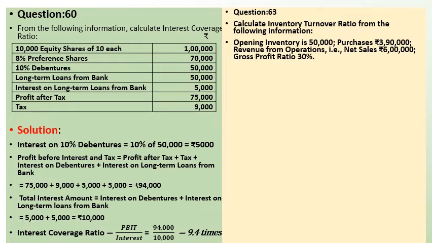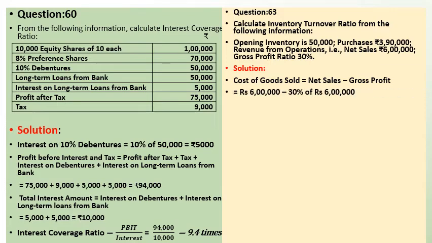Calculate inventory turnover ratio. So we are moving to turnover ratios now. Opening inventory is given 50,000, purchase is given 3,90,000, and revenue from operation, that is net sale, is given 6 lakhs. Gross profit is given 30%. From here we'll calculate. Now cost of goods sold is equal to net sale minus gross profit. Net sale is given 6 lakhs minus 30% of 6 lakhs, because gross profit is always calculated on the net sale.